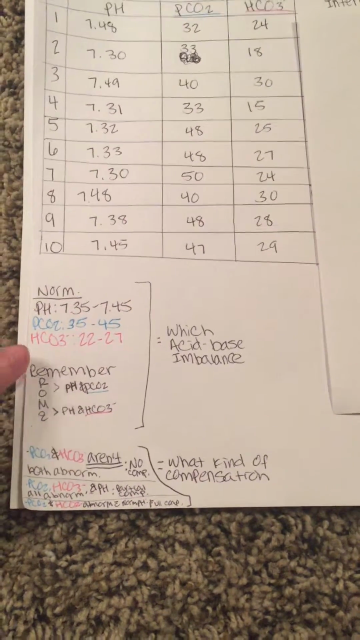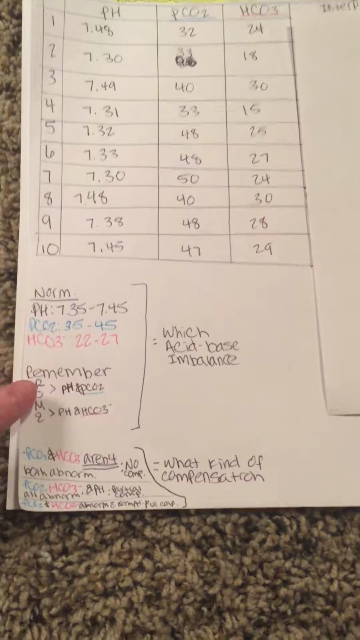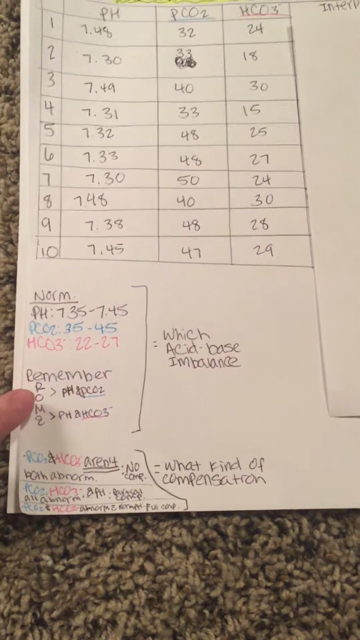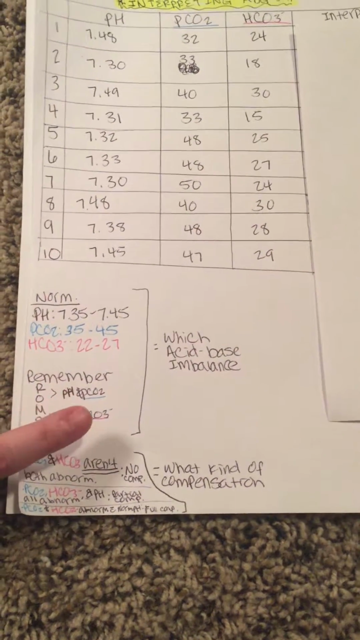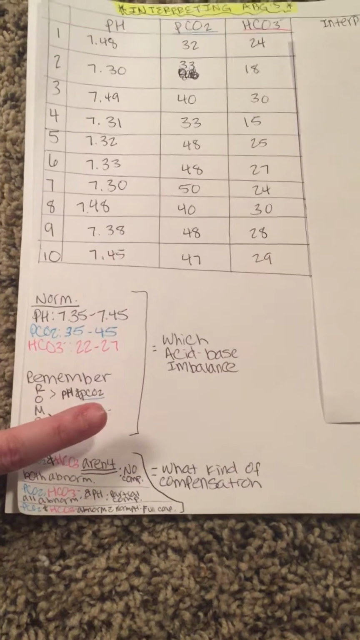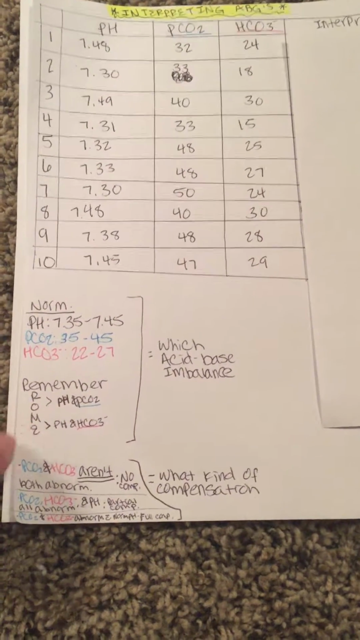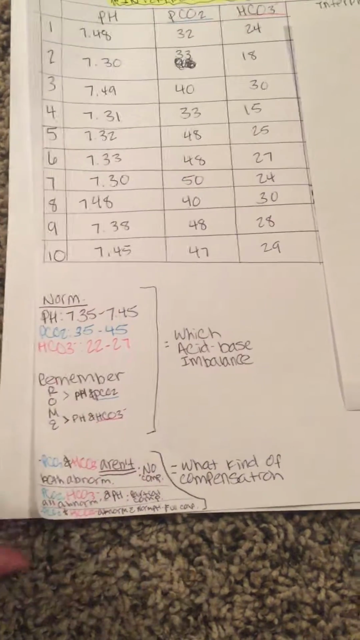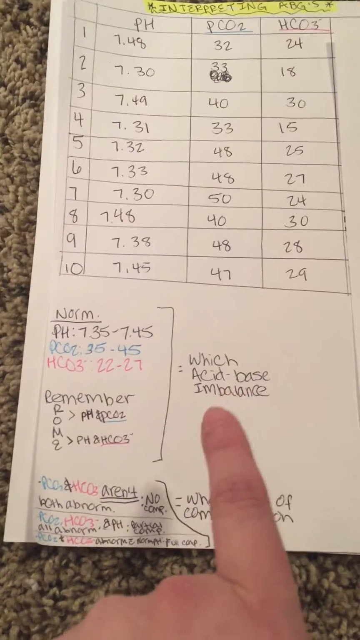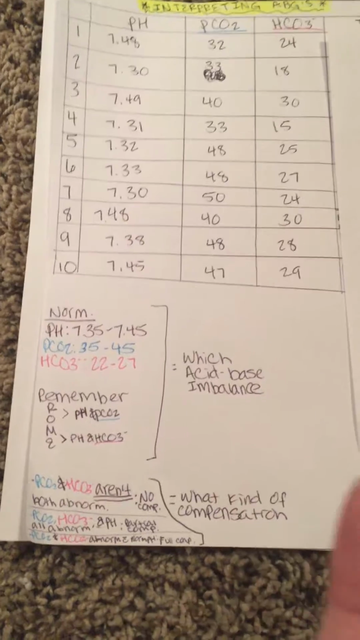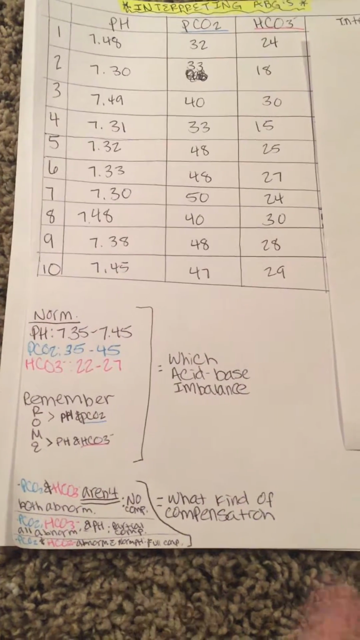And then remember your ROME mnemonic. Respiratory is opposite, so your pH and PCO2 will be opposite. And if it's metabolic, your pH and HCO3 will be equal. Okay, and those two things will tell you what acid-base imbalance. Then you look at what kind of compensation.